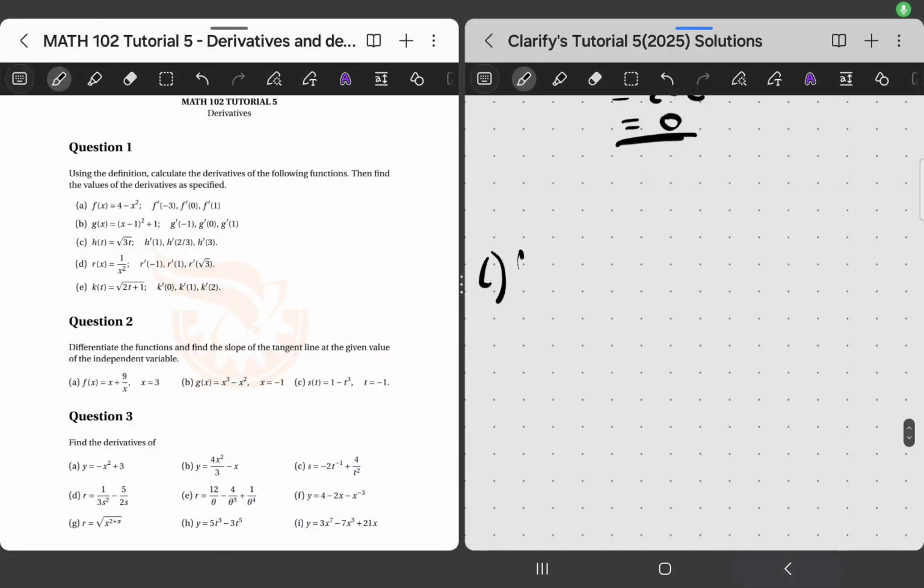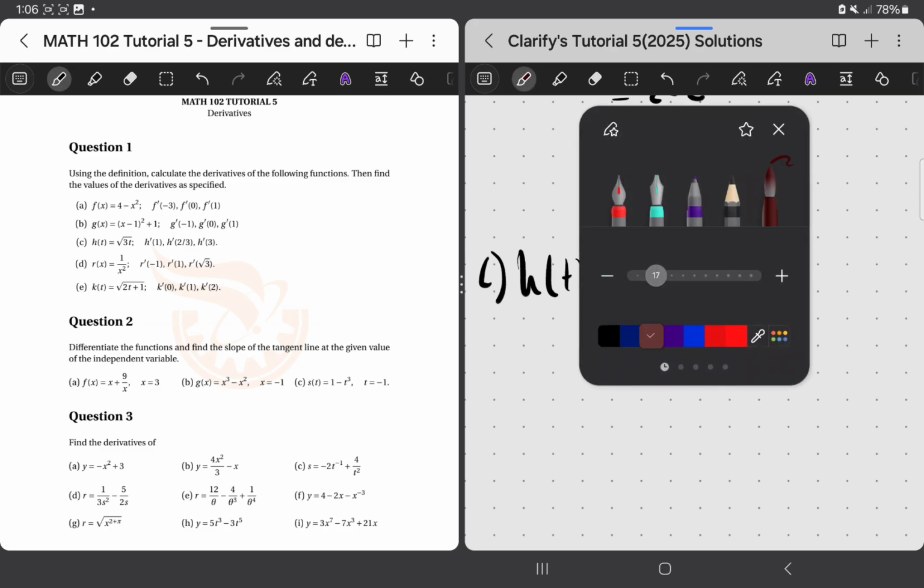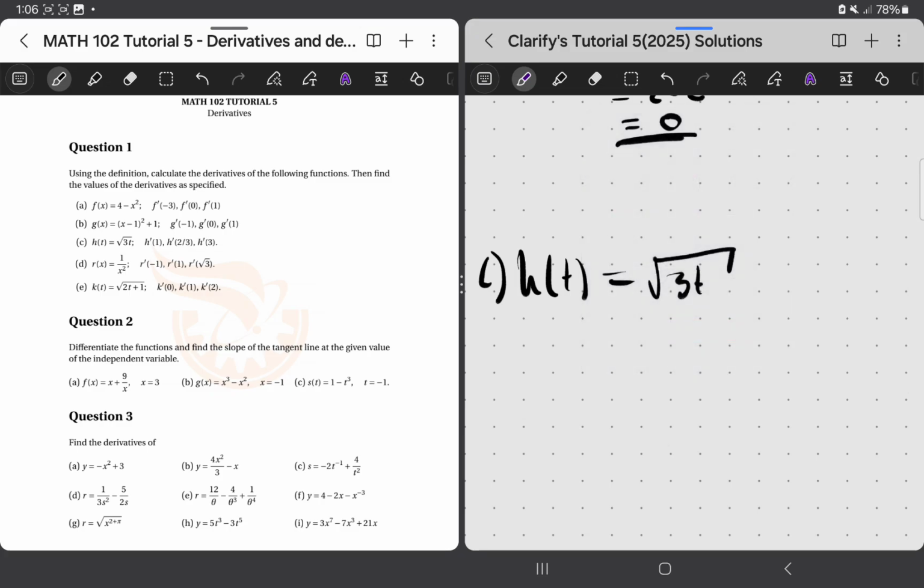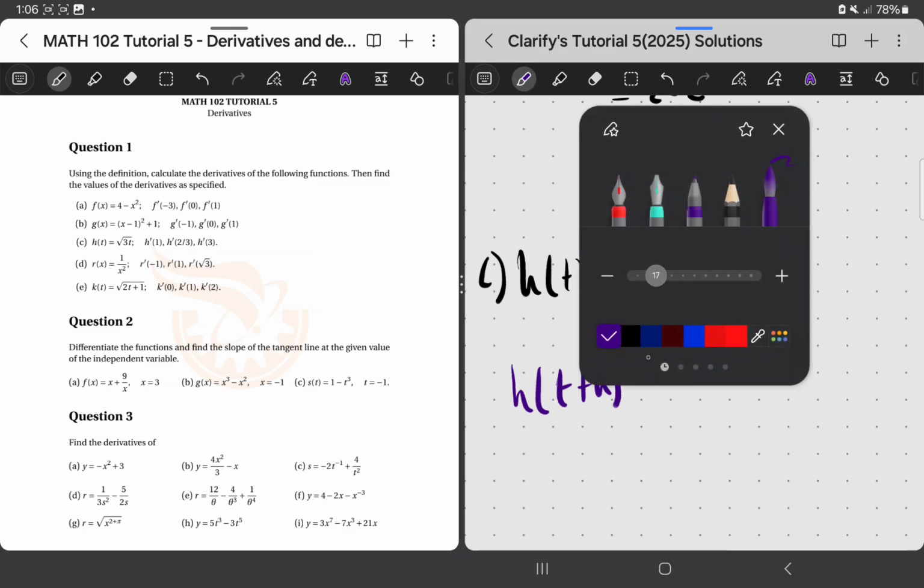Now let's do C as fast as we can. It says h of t is equal to the root of 3t. Now we want to be able to differentiate using the definition. So we know that for us to use the definition, we have to first find h of t plus h. What is that going to be?